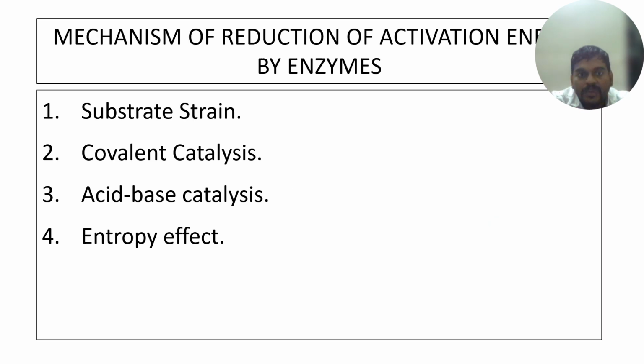So what are the mechanisms by which the enzyme is going to reduce the activation energy? By substrate strain, covalent catalysis, acid-base catalysis, and entropic effect. So these are the four methods.